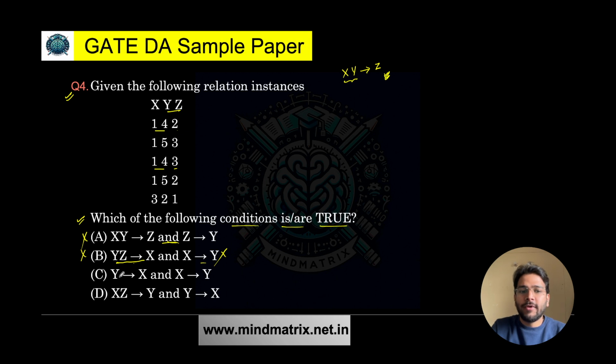What about option C? Y determines X. So if you see here, 4 determines 1, 4 determines 1, 5 determines 1, and 5 determines 1. That is correct up to this. 2 determines 3. That is also correct. What about X determines Y? We have already checked for this. So this is also incorrect. Right. What about option D? XZ determines Y. XZ determines Y. 1 2 determines 4, 1 3 determines 5, and 1 3 determines 4 as well. So not possible, right? So this is also incorrect.